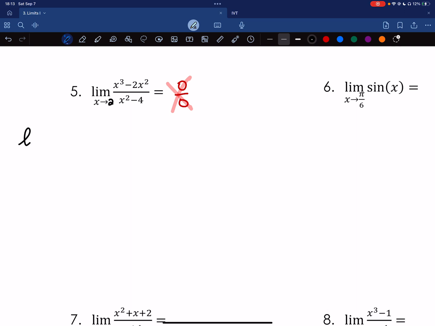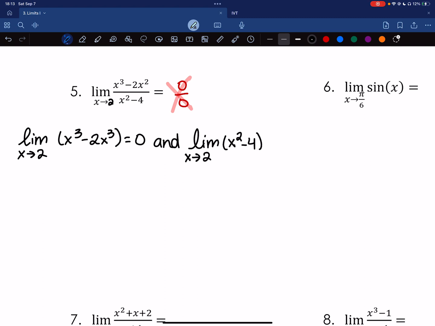Instead, we're going to say that the top is equal to 0 and the bottom is equal to 0. Okay, so that right there is super duper important. That's something that's going to come up later on, and that is going to be something that gives us some points. Okay, so now what we need to do is factor the top, factor the bottom, and see if there's something that cancels out.